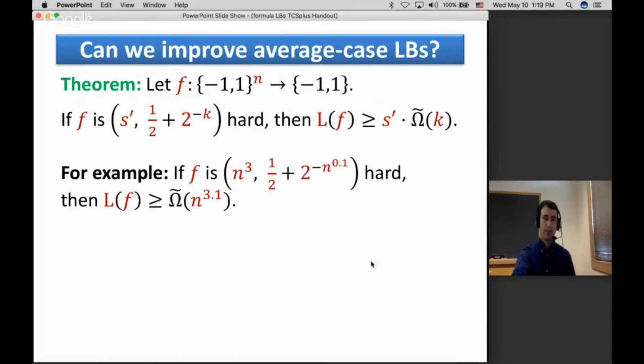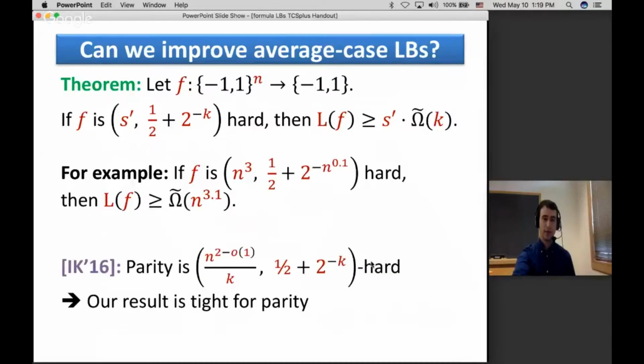I want to mention that this theorem is tight, and you can see it by the result of Impagliazzo and Kabanets. They show that parity is n squared over k hard for agreement half plus 2 to the minus k. So if you combine it with our result, you get that the lower bound for parity in the worst case is n to the 2 minus little o of 1. But if you could improve any of these results significantly, this would give you a lower bound which is greater than n squared, which is a contradiction because parity has formulas of size n squared. So really, using these two results and the upper bound, you can see that both of these results are tight up to the little o of 1 here and the tilde here.